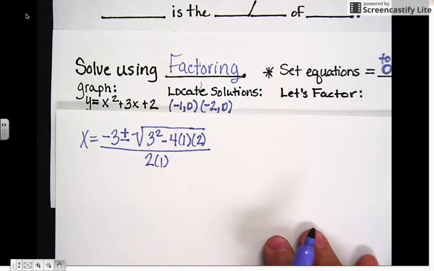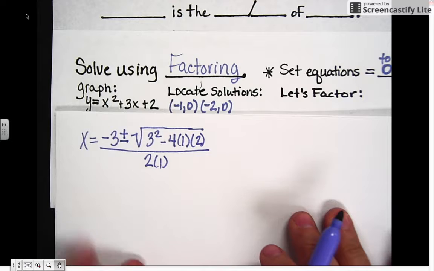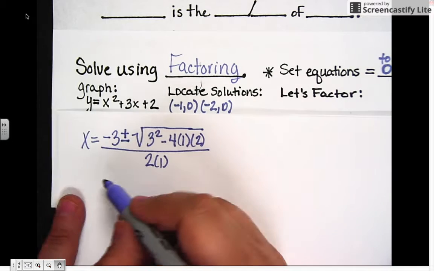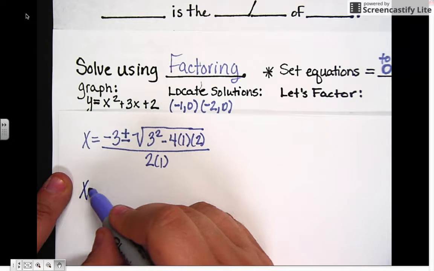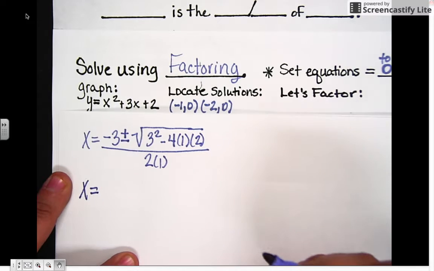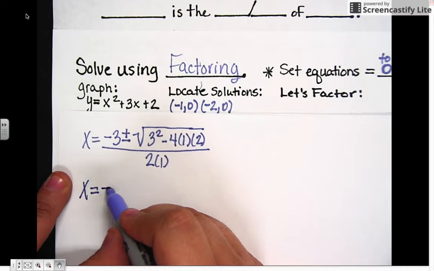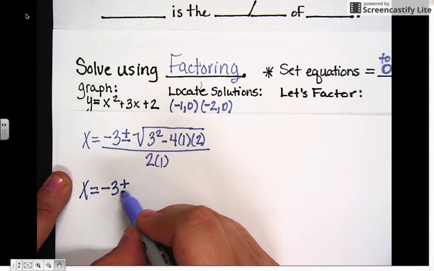Now, like I said, you don't have to write this because you already know how to do it. But what I'm trying to show you is that what we're going to do is a shortcut. But it doesn't work for everything. Quadratic formula does. So this one is going to be -3 plus or minus.